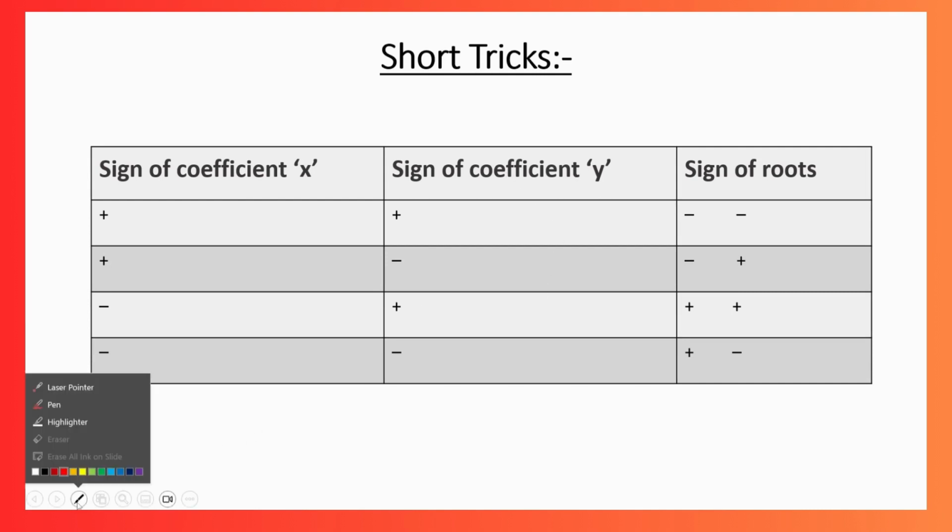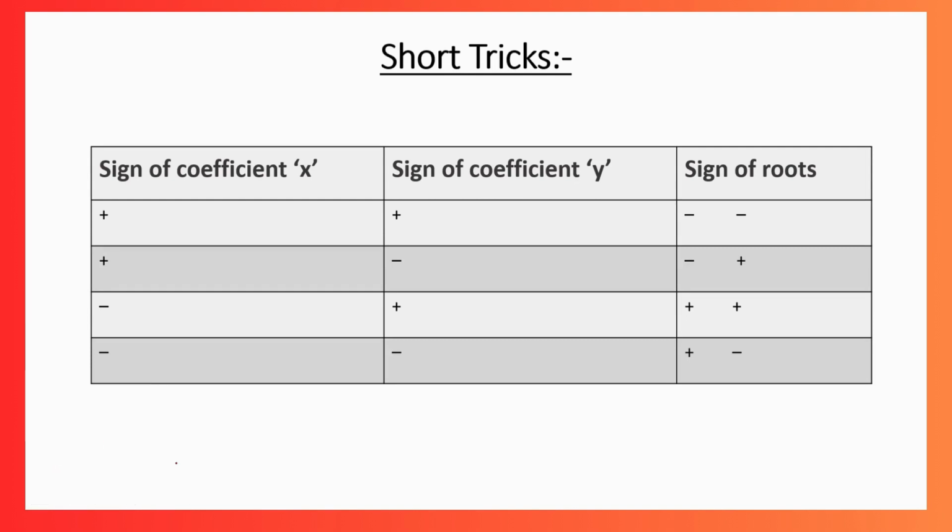As everyone knows, a quadratic equation will be in the form of ax square plus bx plus c. So this is the right way to write it. In this equation, the signs will change according to our requirement.